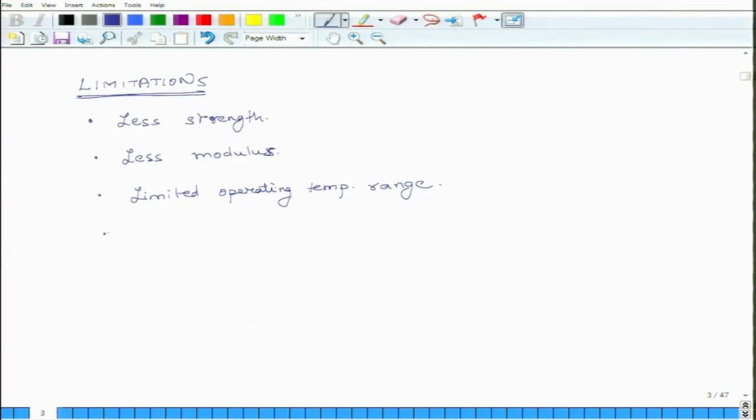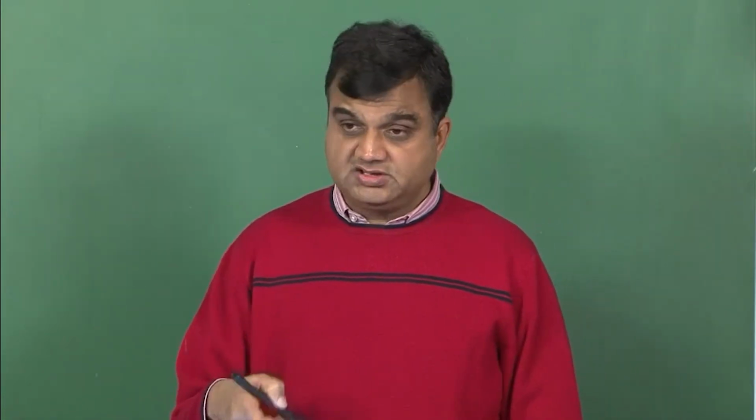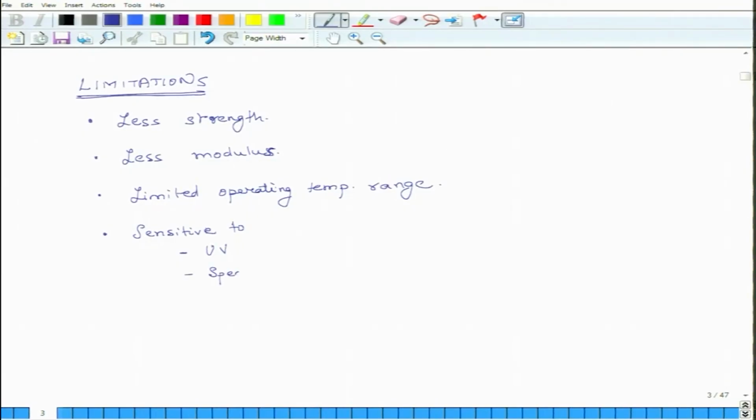And the other thing is that a lot of these materials are sensitive to ultraviolet rays. So, you expose these materials to UV rays, they start decomposing over a period of time, they become weaker, they develop cracks. So, you have to be sure that somehow you protect these materials from UV radiation. Specific solvents, organic solvents, so they may be sensitive to that.